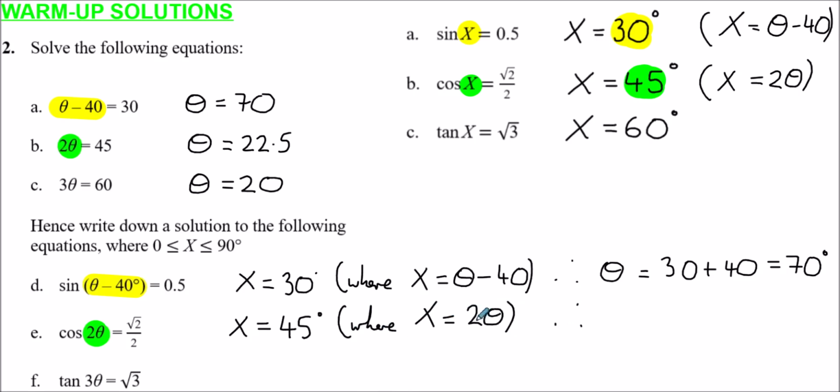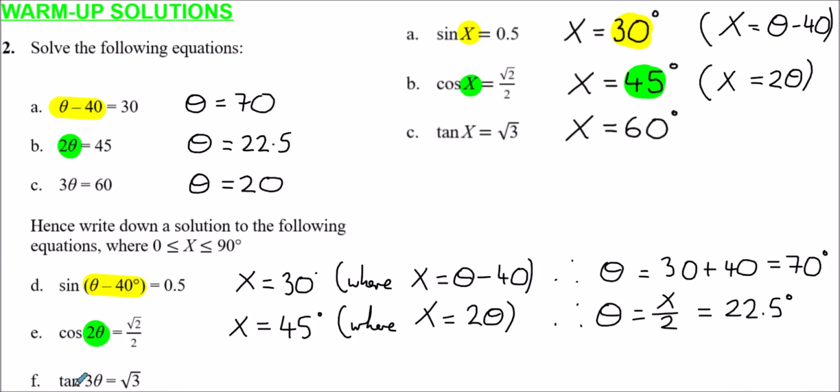So therefore, we can get theta in terms of X by just doing X divided by 2. So theta equals X divided by 2. So 45 divided by 2, like we did for part B, theta would need to be 22.5 degrees.